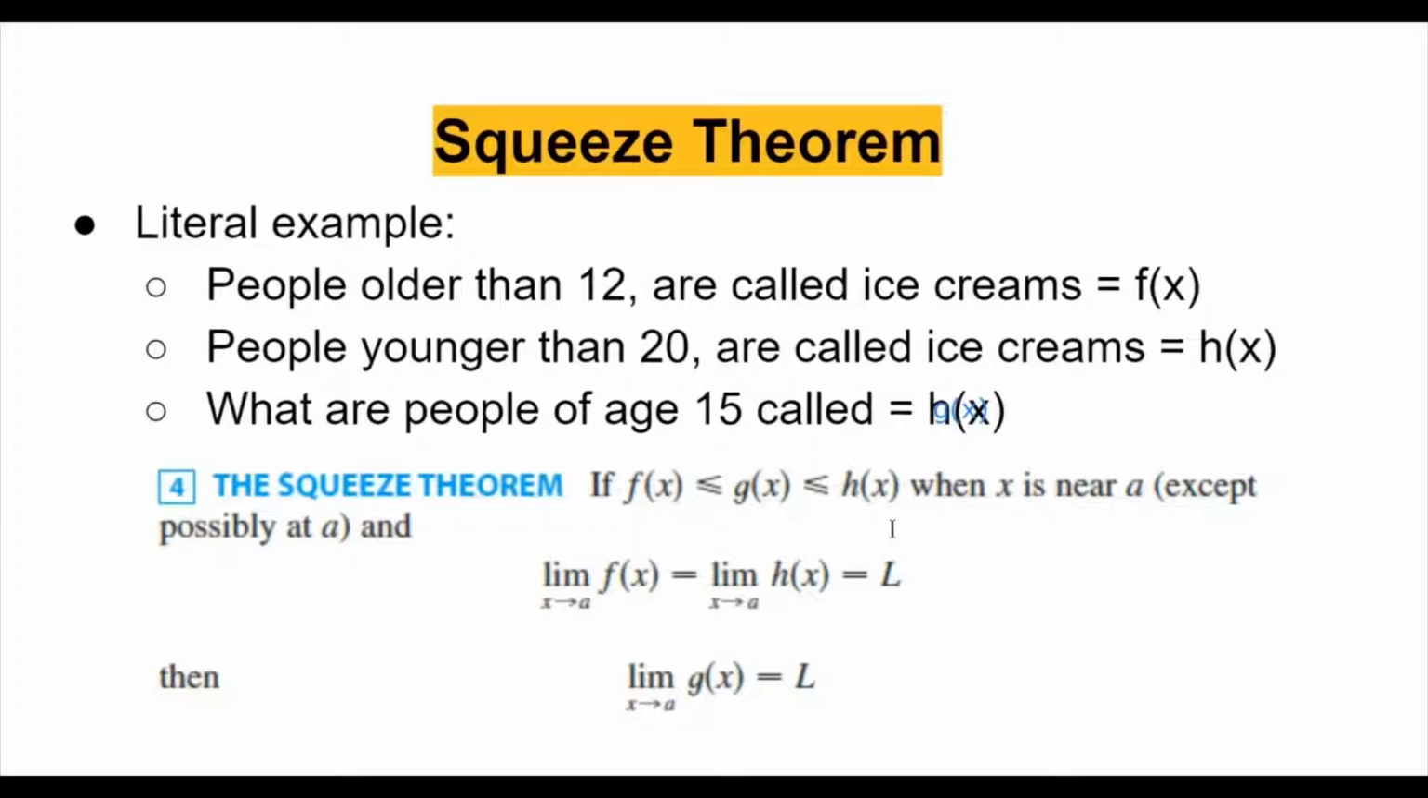So that is the squeeze theorem. If f of x is a function that's less than g, and h of x is a function that's greater than g, and the limit of both the functions comes to the same value, then you also know that g of x will have the same value. Let's look at an example if that will help us out.